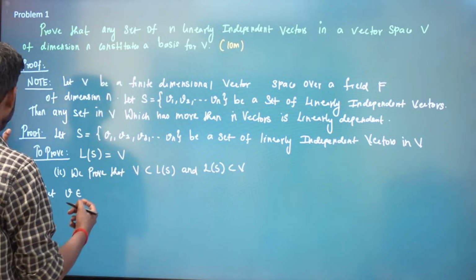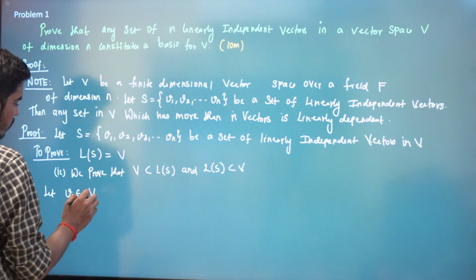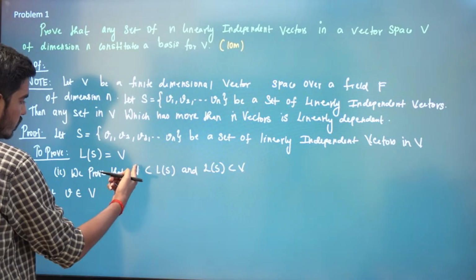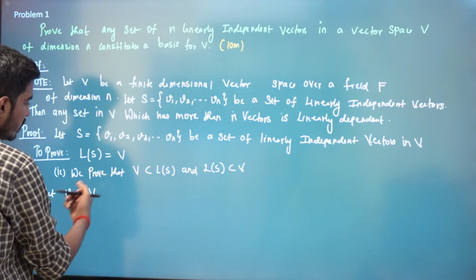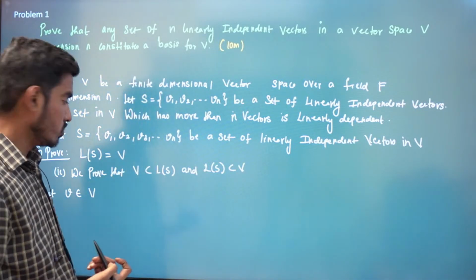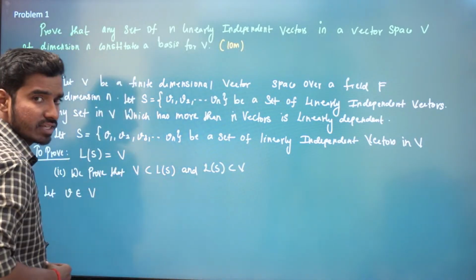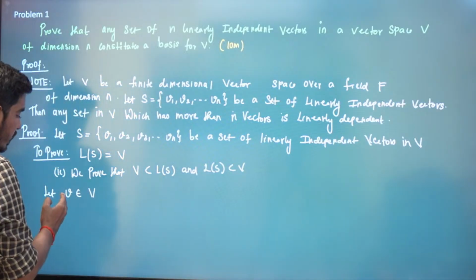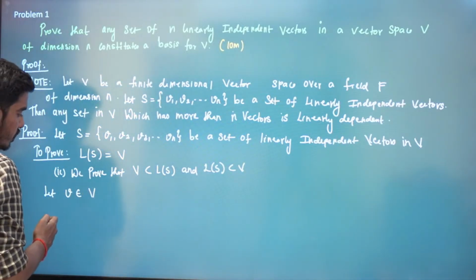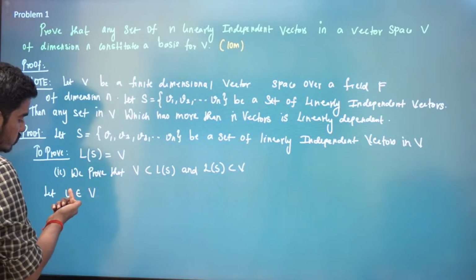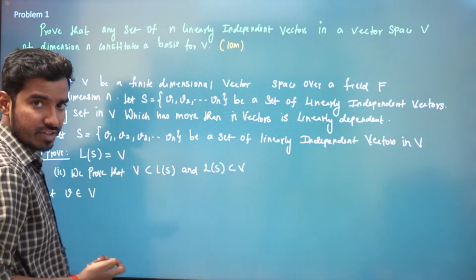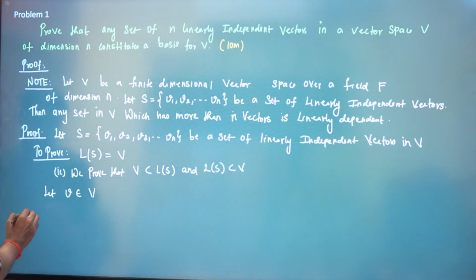Okay, so let us take an element V in the vector space. You take one element V, and you say that this V is also in L of S. So first we'll prove V is contained in L of S. Okay.